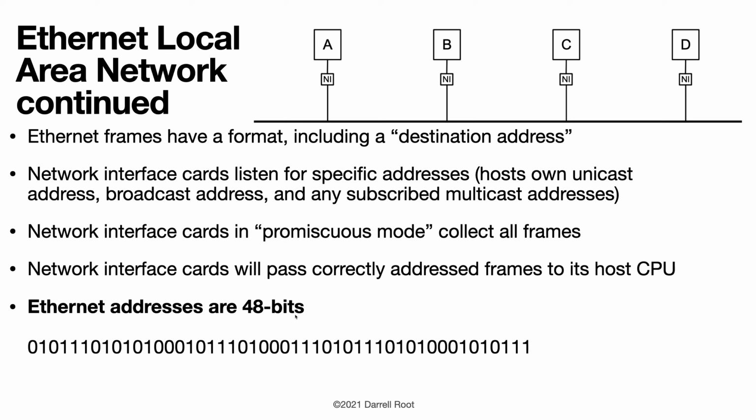Ethernet addresses are 48 bits. Here is an example of an Ethernet address. It is 48 bits, and it's also called a MAC address, media access control address, or a hardware address. The default Ethernet addresses are built into the network interface card when they're manufactured in the factory and are globally unique. But again, with some operating systems and some network interface cards, you can reprogram them, and you can, of course, subscribe to multicast Ethernet addresses, which are other Ethernet addresses.